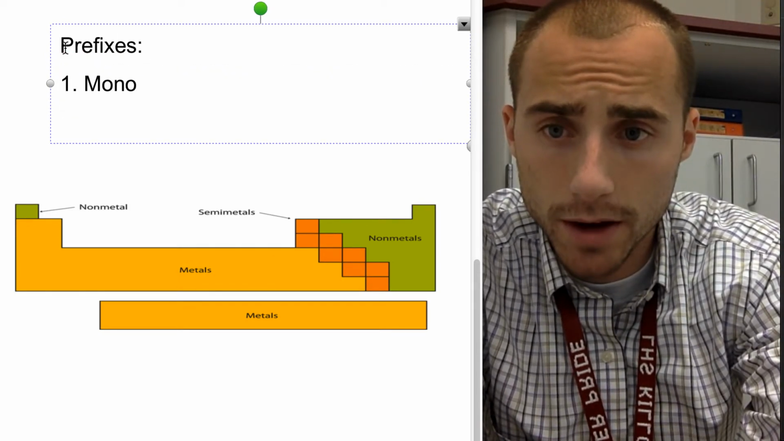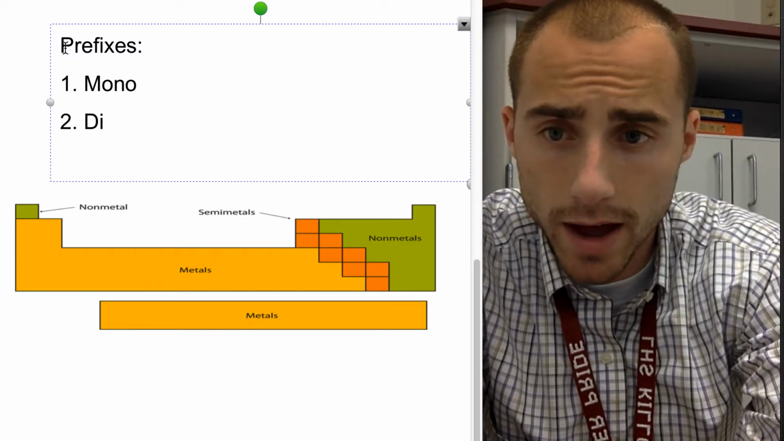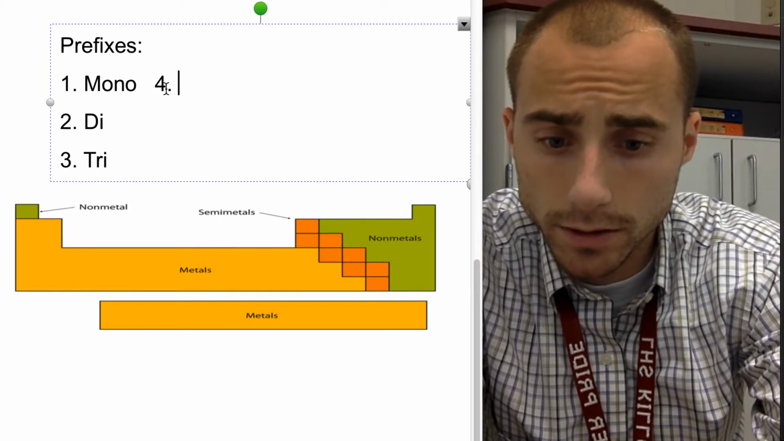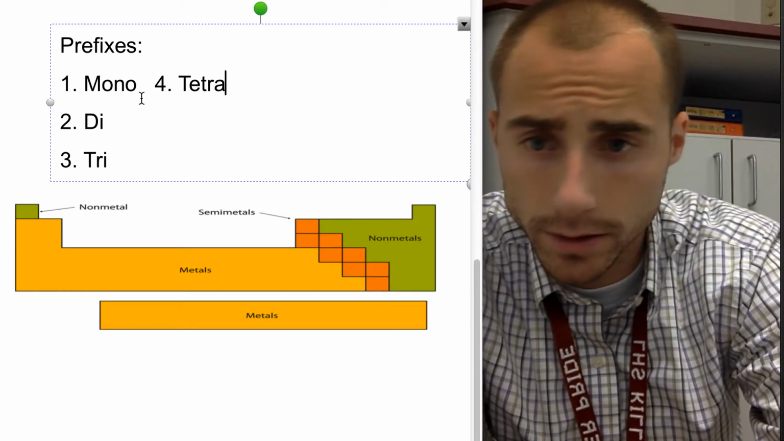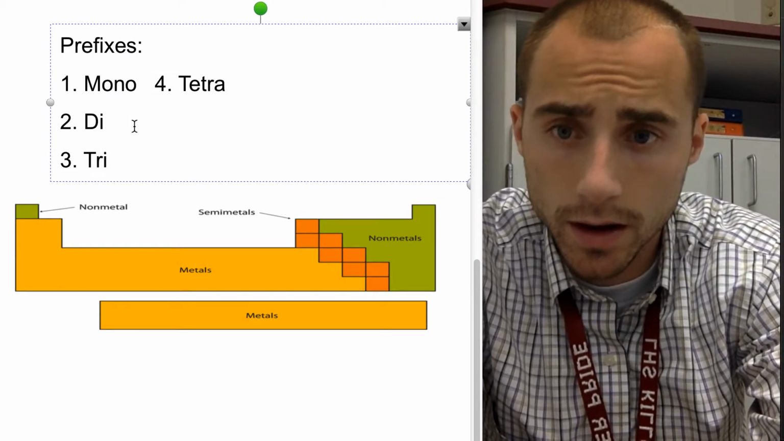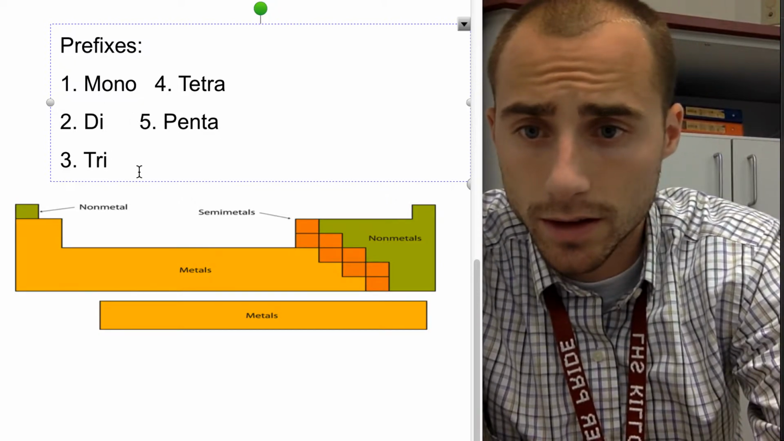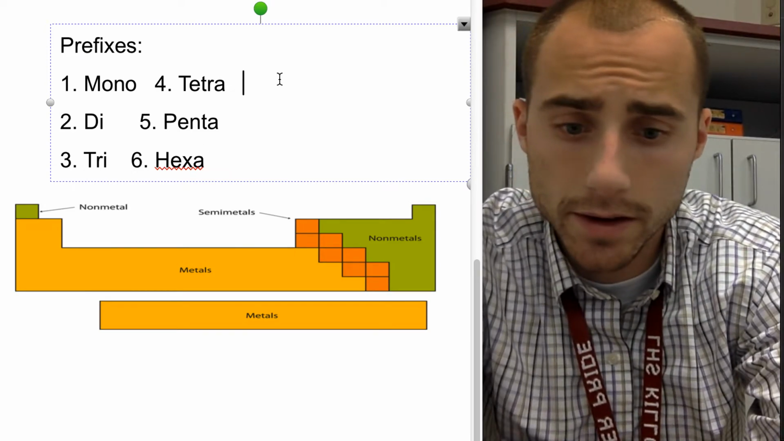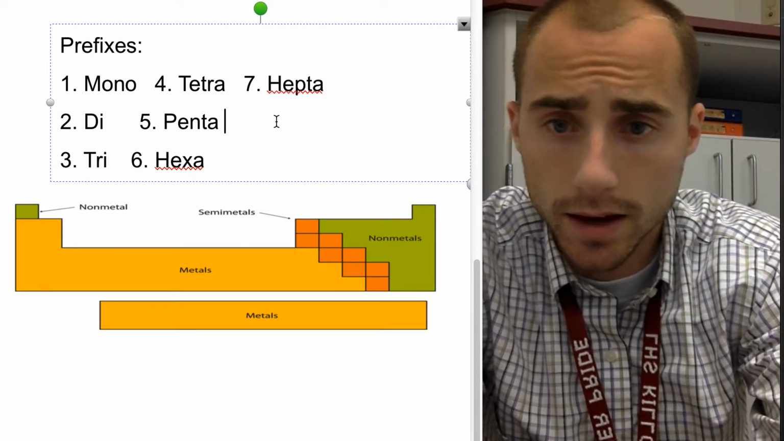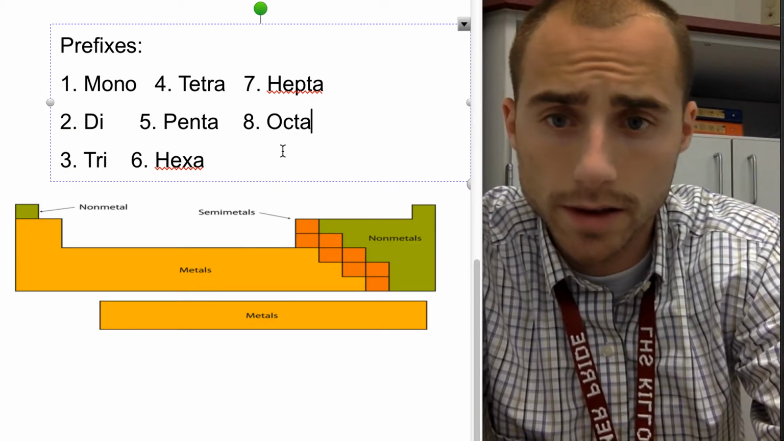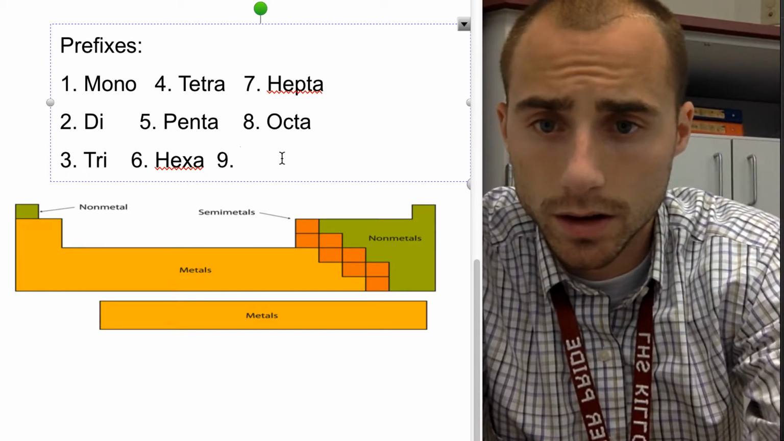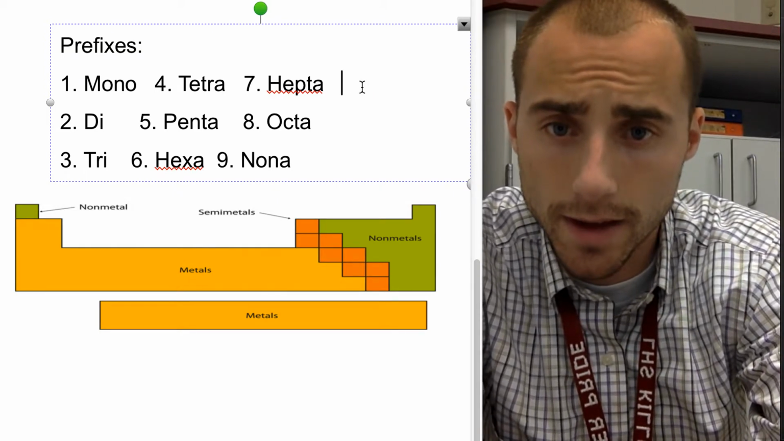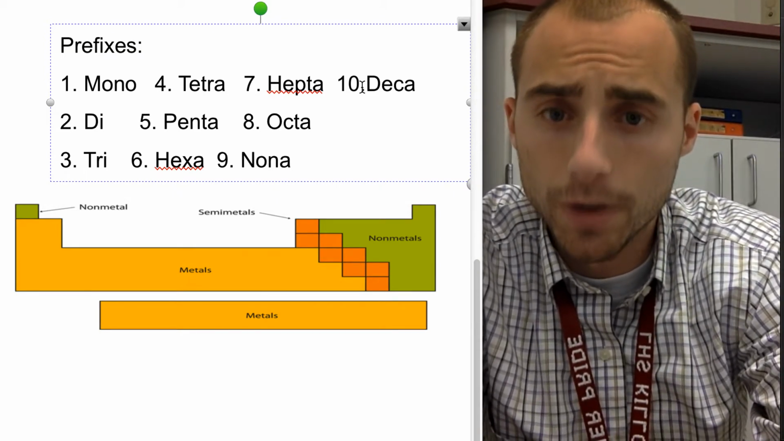Prefix for 1 is mono, 2 is di, 3 is tri, 4 is tetra, 5 is penta, 6 is hexa, 7 is hepta, 8 is octa, 9 is nona, and 10 is deca. Make sure you take those down. I'm going to delete them in just a second. 10 is deca. Those are prefixes.